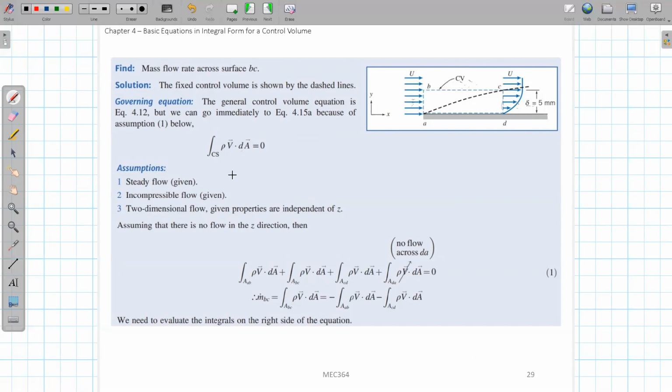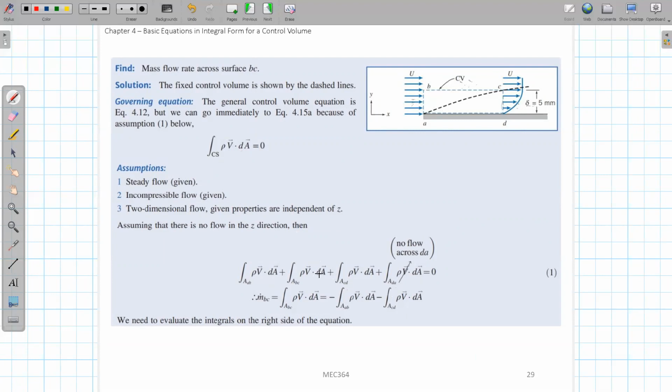If you do this mass conservation equation integration on all the control surfaces, basically you need to integrate on all of these 4 surfaces, right? From AB, BC, CD, and AD. And because AD is a solid wall, no flow can flow in through this surface. So this automatically becomes 0.